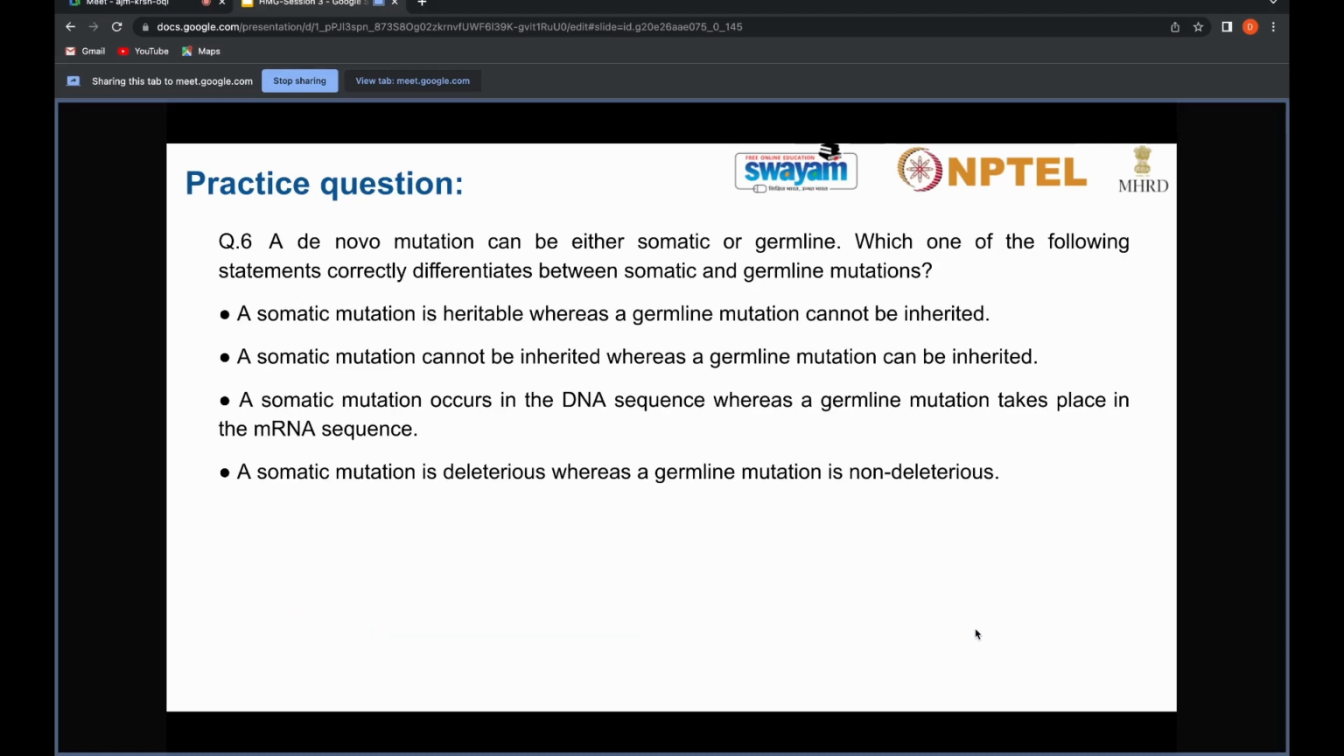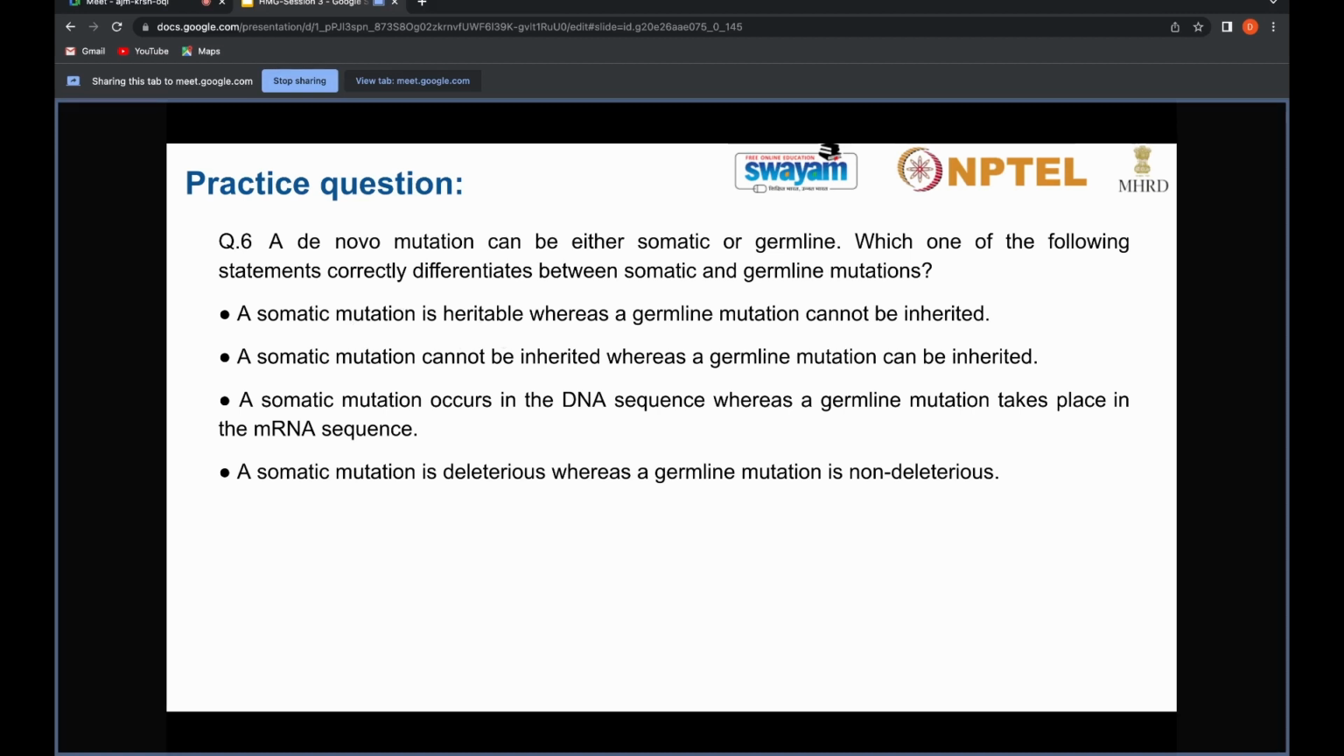Now let's move to question number 6, which says a de novo mutation can be either somatic or germline. Which one of the following statements correctly differentiates between somatic and germline mutations? So they are saying that a de novo mutation can be somatic or germline. You have to tell which of the options correctly differentiates between somatic mutations as well as germline mutations.